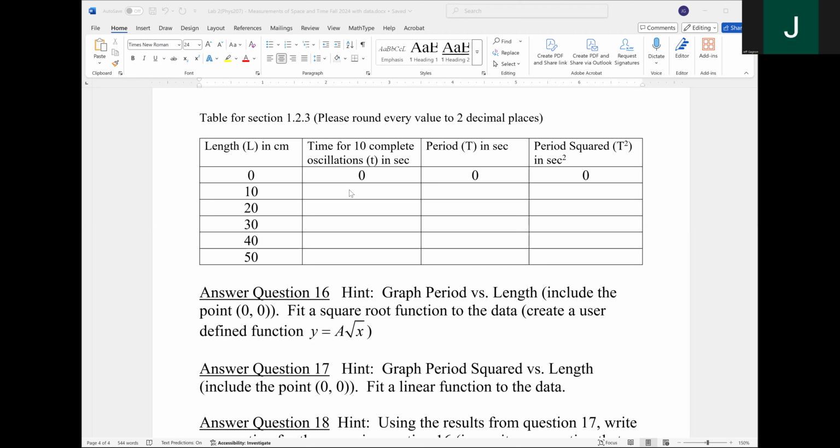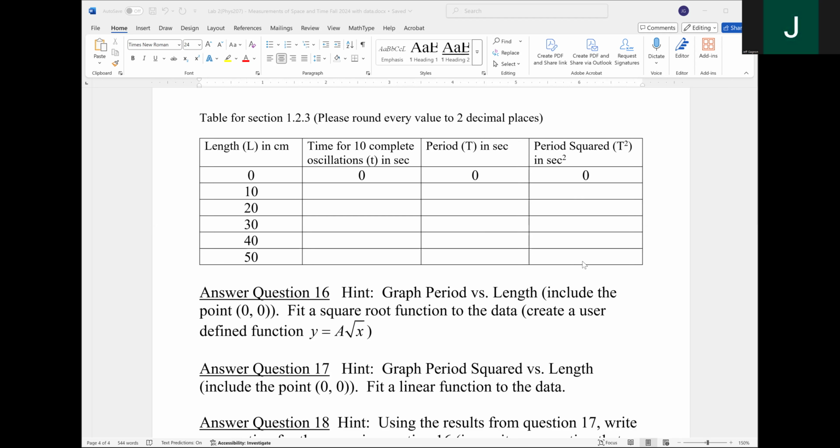By the way, the reason why we collect the data for multiple oscillations is to account for the fact that there could be some error in the reaction time. So this mitigates that error because we're doing multiple oscillations. All right, and then once you have the period, rounded to 2 places, you're going to square them to get the last column here, right? This last column is just the period squared, so you're just going to square these values to get that last column.